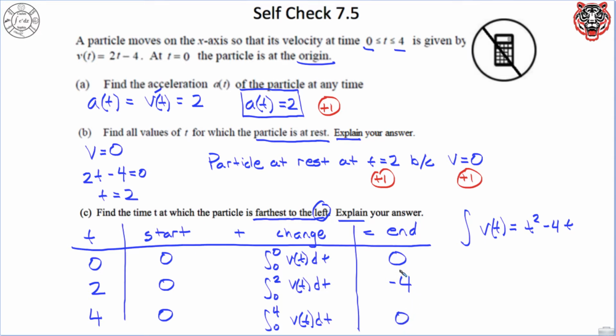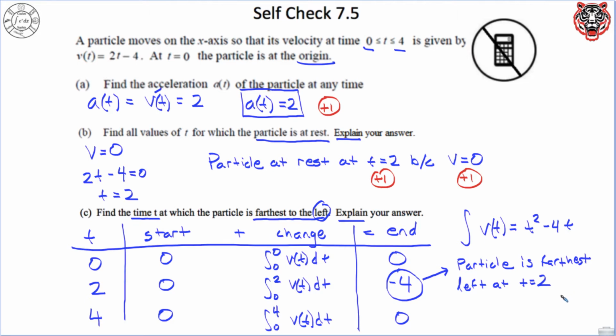So farthest to the left, that is the position, but not the time of the particle when it's farthest to the left. And again, we're trying to find the time at which the particle is farthest to the left. So now we're going to go ahead and answer. From this point, we know that the particle is farthest left at time equals 2.